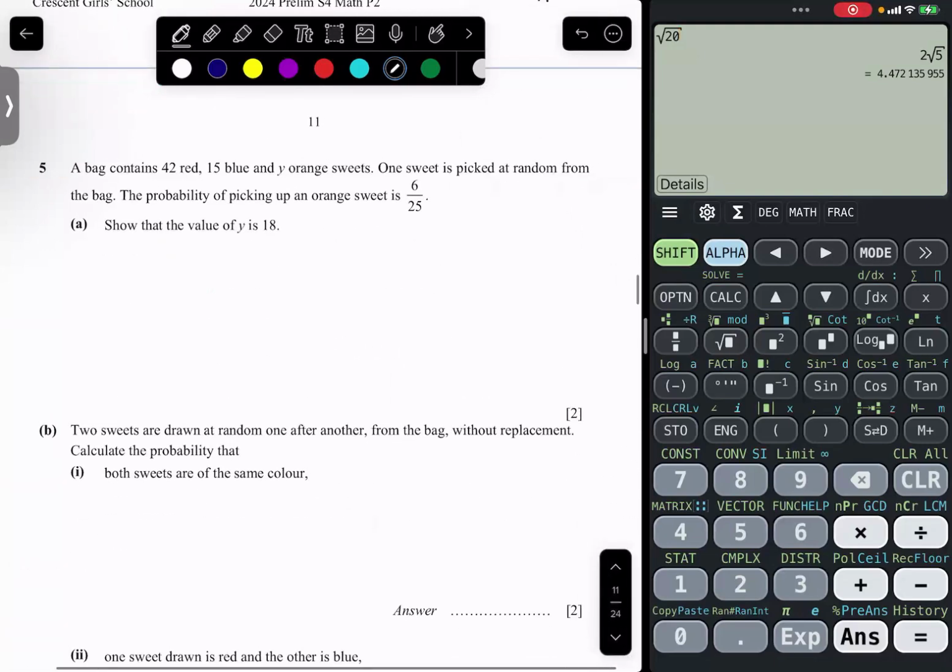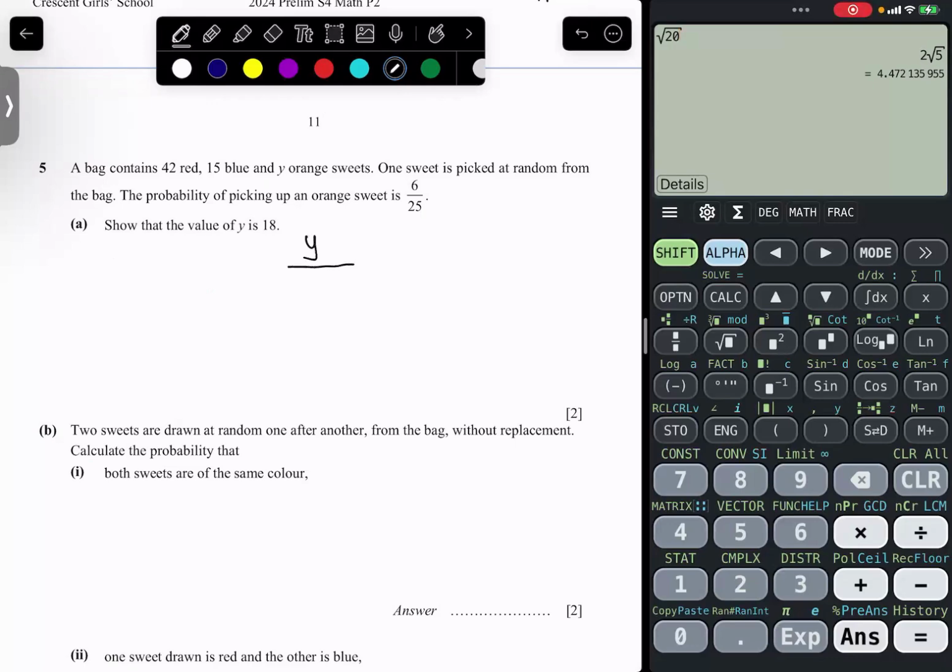Okay, question 5. A bag contains 42 red, 15 blue, and y orange. One sweet is picked at random from the bag. The probability of picking an orange is 6 out of 25. Show that the value of y is 18.